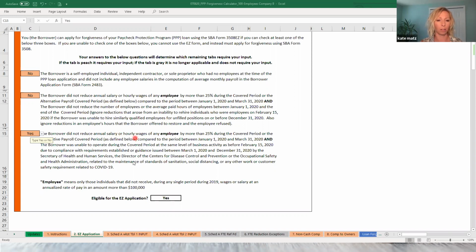Then take a look at this third one and see if you can tie that reduction to guidelines that were issued by federal, state, or local government, and be able to take this exception because of lower business activity. If not, unfortunately, you will need to fill out the full application. Still very possible to get full forgiveness though. Filling out the full application doesn't mean you're not going to be able to get there, it just means you're going to have some additional hoops to jump through to get there.